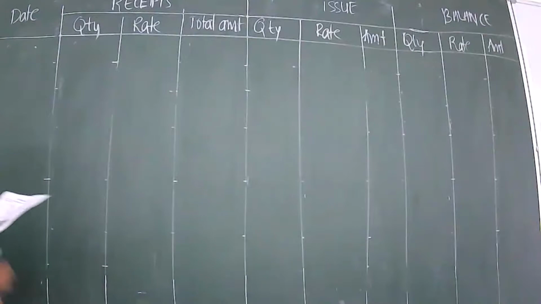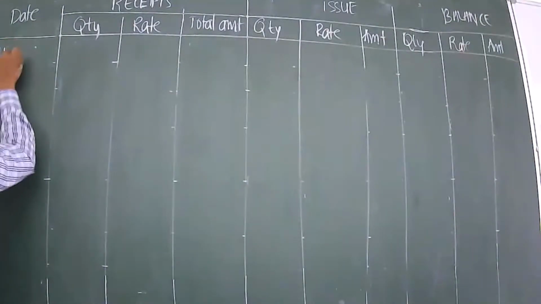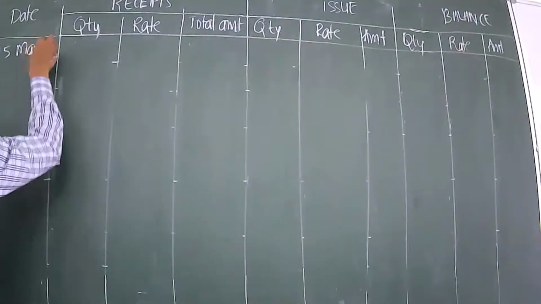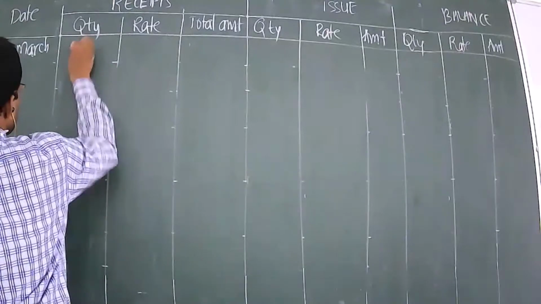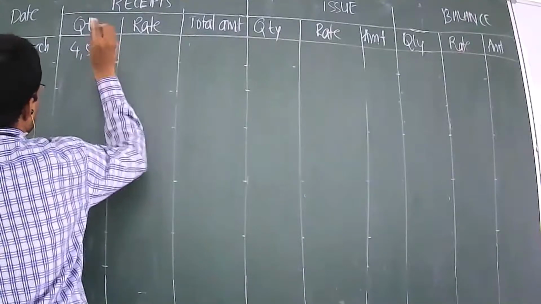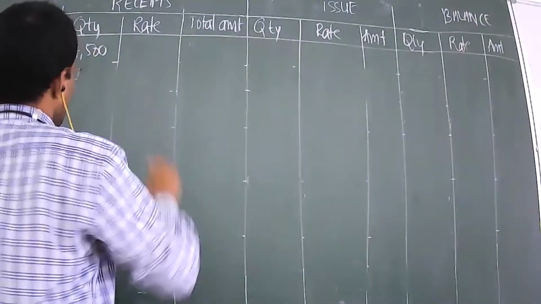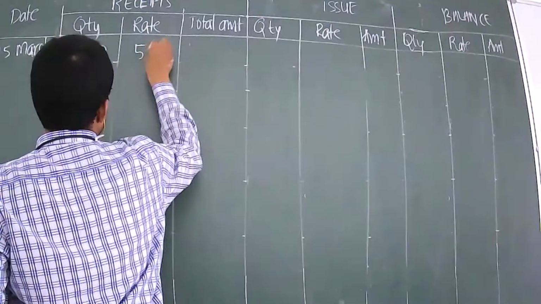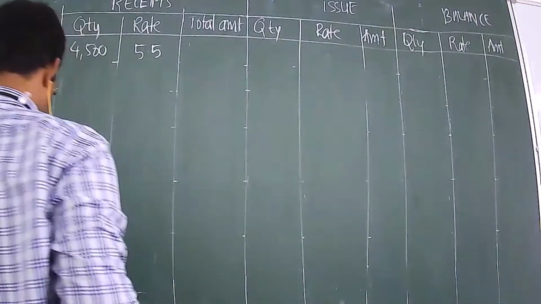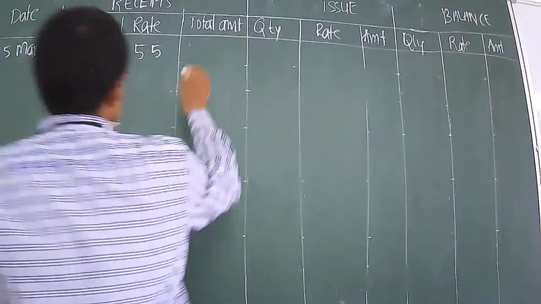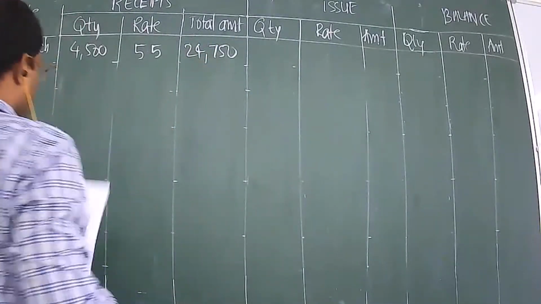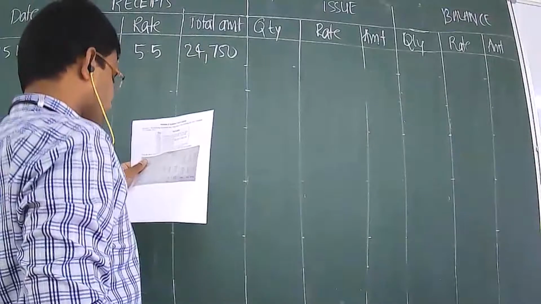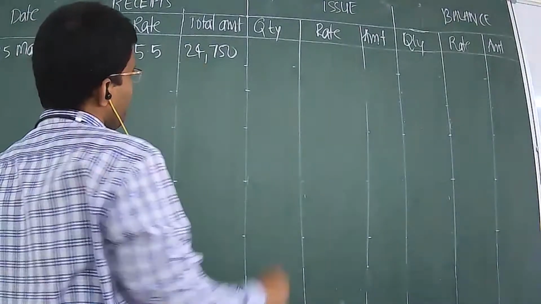Okay, let's quickly wrap up with this question. Next is on 15th of March. The transaction tells us that we have purchased. So now you're carrying out a purchase of 4,500, and this 4,500 you're buying at 5.5. So 5.5 works out to be 24,750.